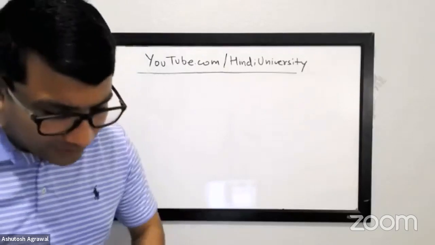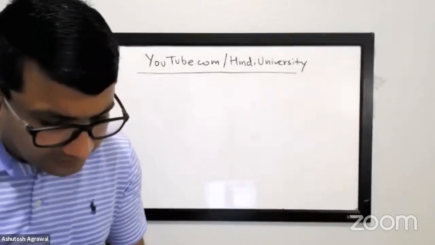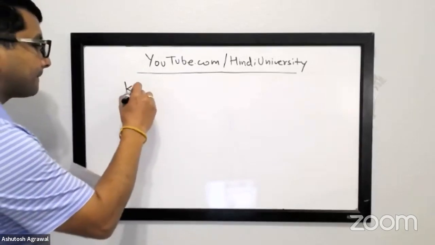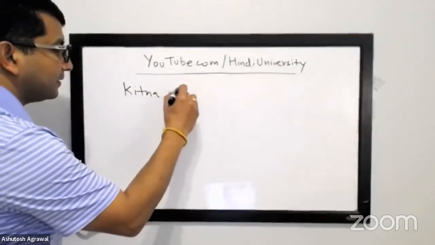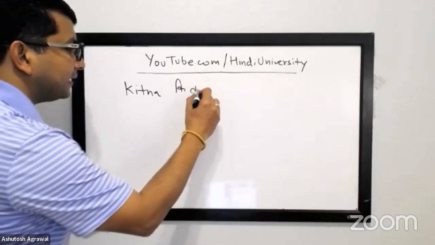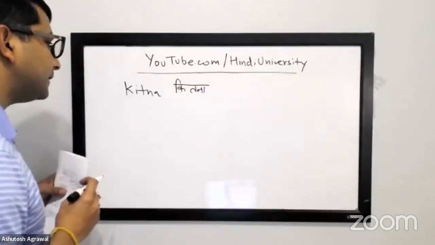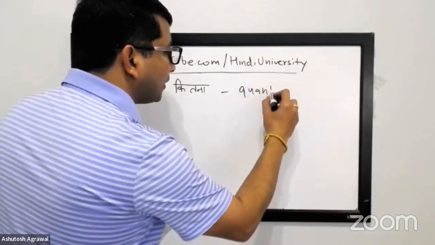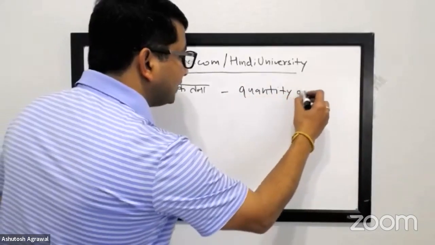Okay, now let's go to the second one, which is kitna. Okay, kitna, ka with e, the and na, kitna. And kitna, as I briefly mentioned, it's when you want to inquire about the quantity of the noun.